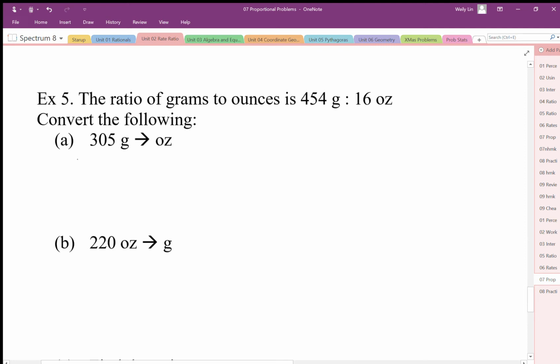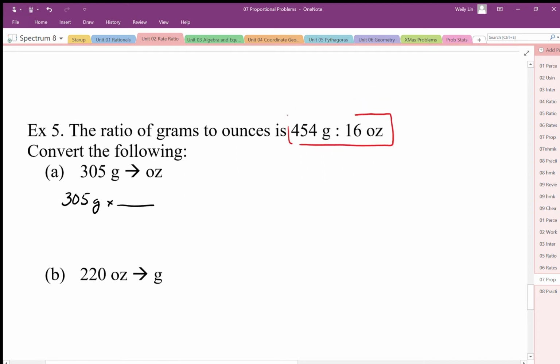So I'm going to start with 305 grams, and I'm going to multiply. And I'm going to use my rate. If I'm going to use this rate, I just have to make sure I have the right top and bottom of that rate. I want to get rid of grams, so I need to put the grams on the bottom. That way the units cancel out and I'm left with ounces on top.